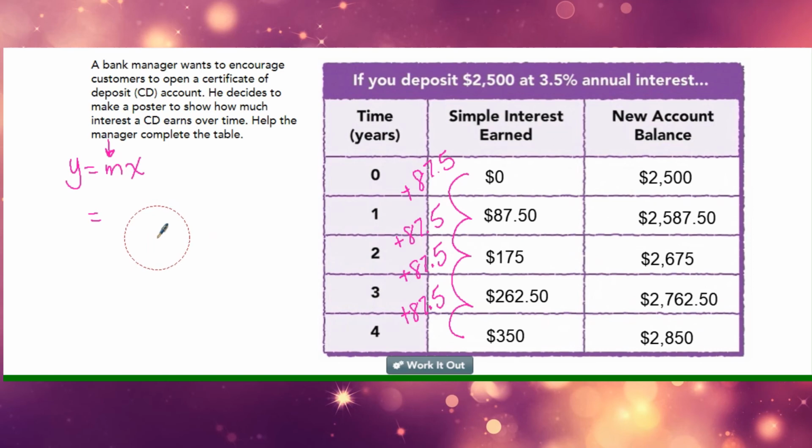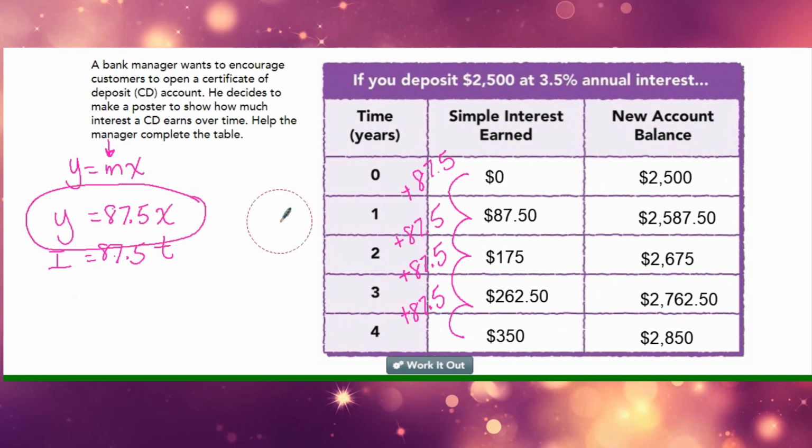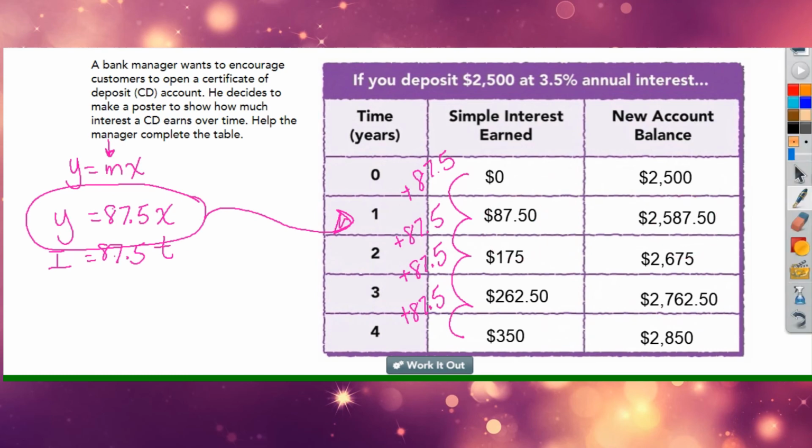So we can technically write a proportional equation. So it would look like y equals 87 and 5/10 x. Now what will be considered the y? Will that be the time or the interest? Well, in this case, remember, y is the dependent variable, and we know time is always the independent variable. Time depends on no one. So that means time is our x value, and then our interest is our y value. So this is how it will look if we were to write this as a proportional equation.